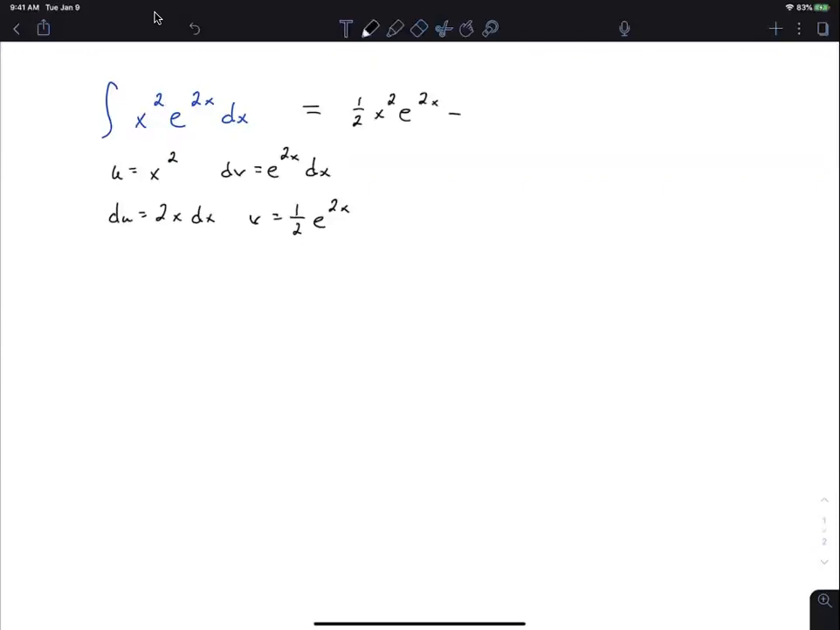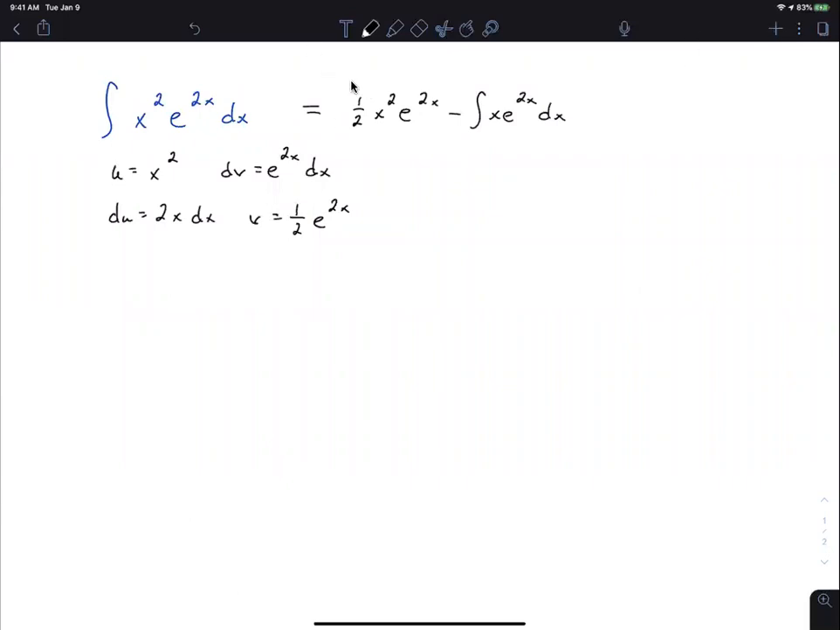And so if I multiply v times du together, I get 1/2 times 2, which is 1. And then I get x e to the 2x dx. And so if you have a step where that's a little less simplified, take an extra step to get to here. But any questions to that point?